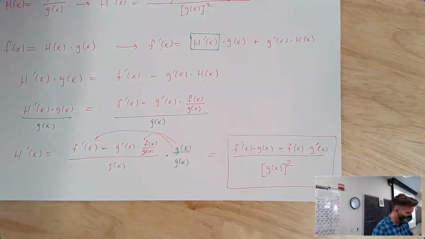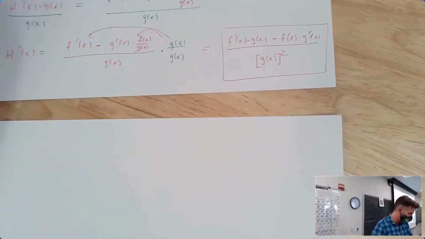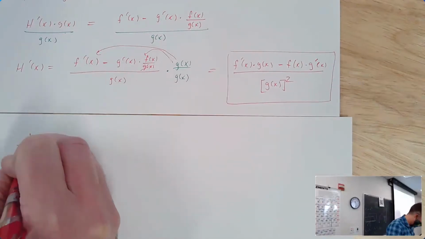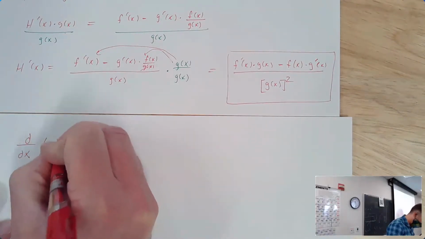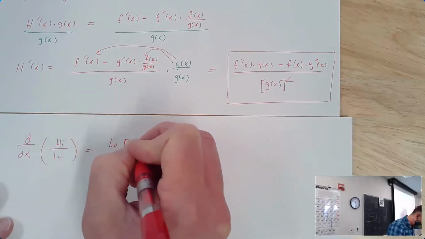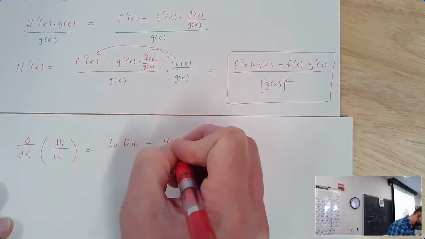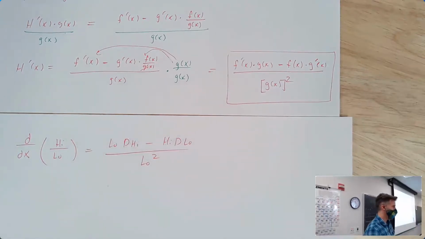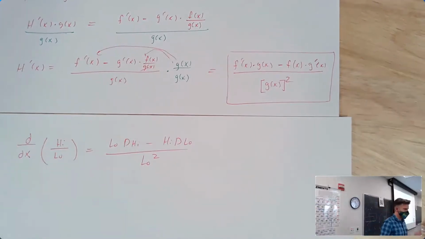A mnemonic device people use that I don't use, but other people do, is people like to say the derivative of the high over the low is low d high minus high d low over low squared. People kind of sing it sometimes. I don't sing it. I mean, not that I don't sing, but to me, that just doesn't ring nicely to me. I say the much less nice sounding thing.